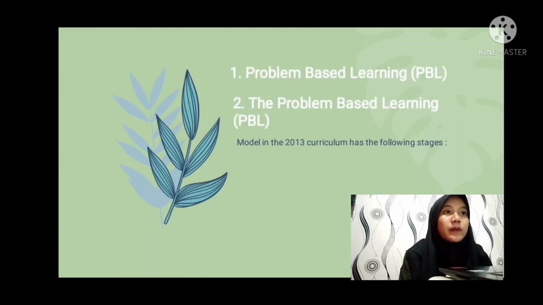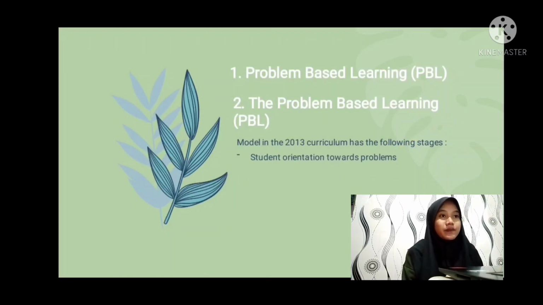Next, problem-based learning. Problem-based learning is a teaching method characterized by the existence of real problems as a context for students to learn critical thinking and problem-solving skills and gain knowledge. The problem-based learning model in the 2013 curriculum has the following stages. First, student orientation toward problems.